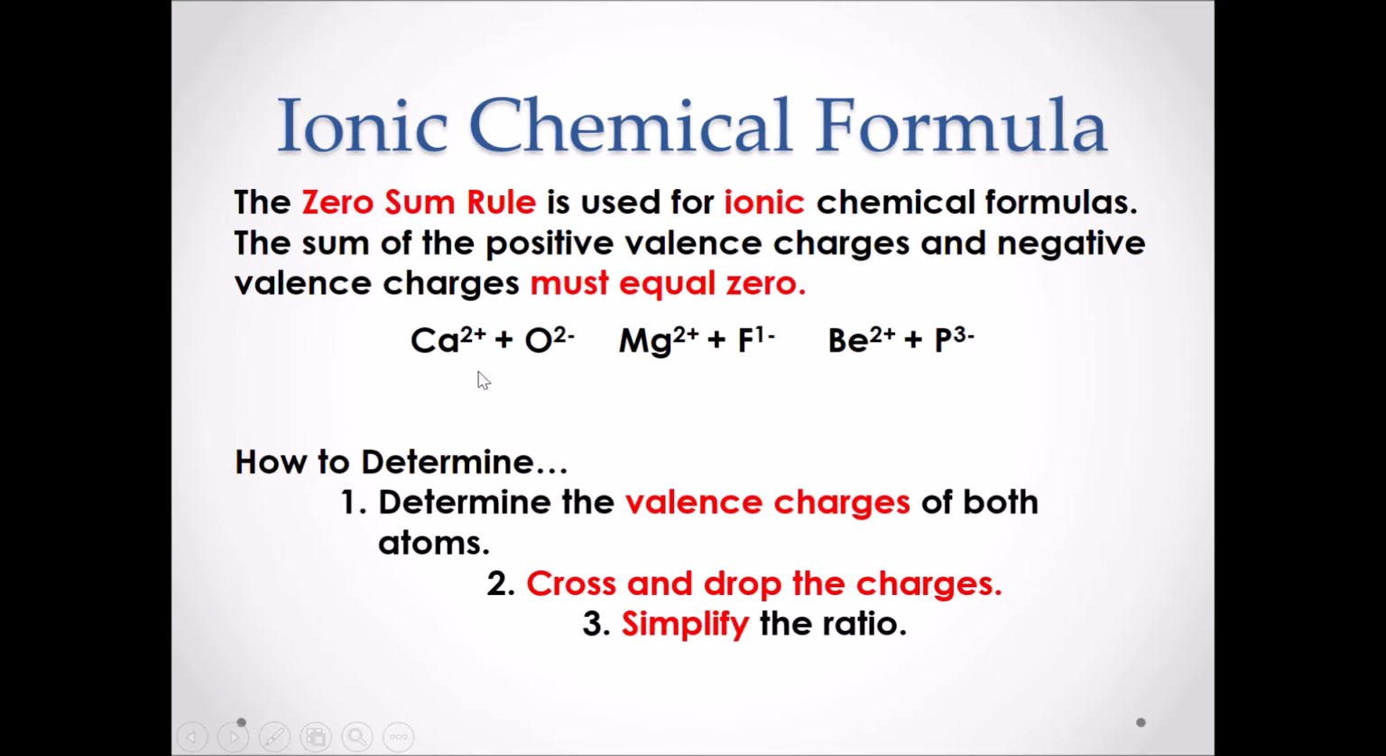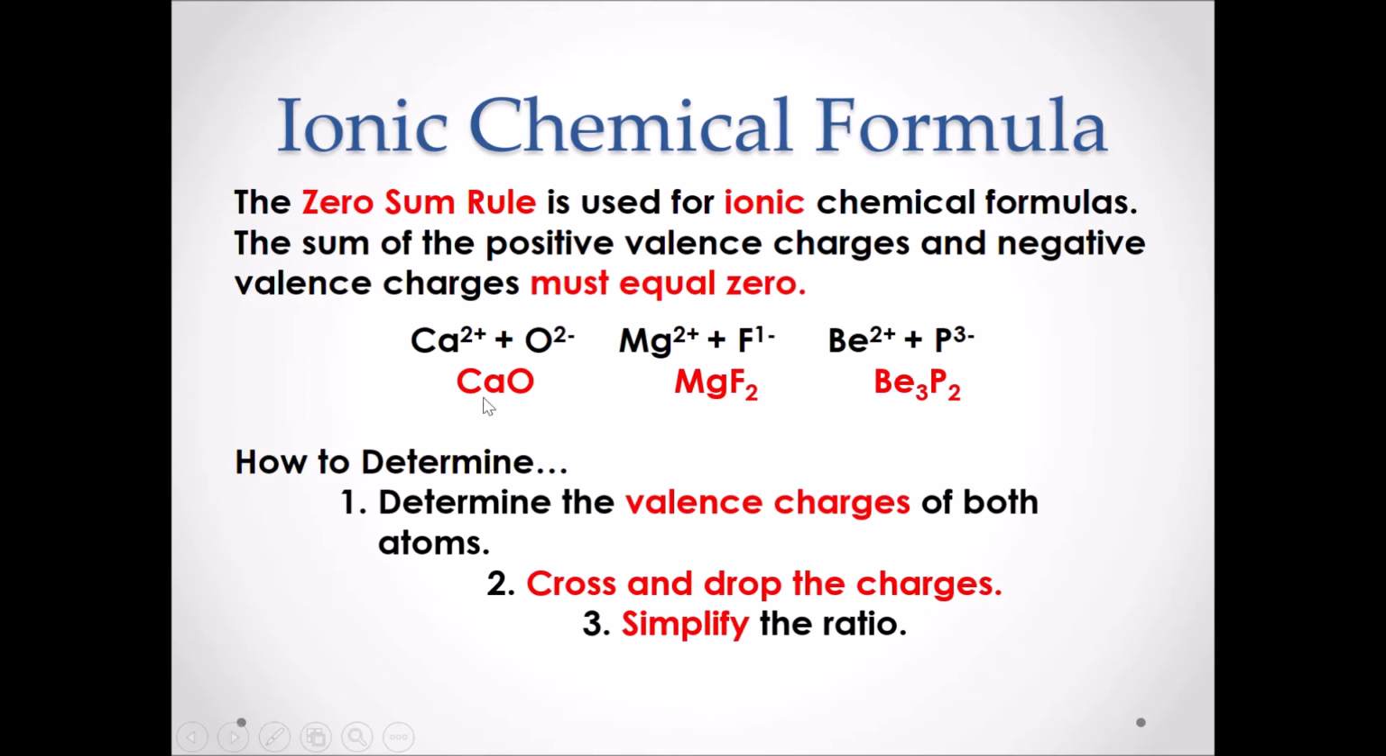In our examples above, we can see the valence charges of each atom. We first have to determine these valence charges, then we can swap and drop the charges. If we look at our middle example, we can see that the +2 has been swapped and dropped. It is now a 2 subscript for fluorine. And the 1- was swapped and dropped and is now representing magnesium, but we don't have to show a 1.